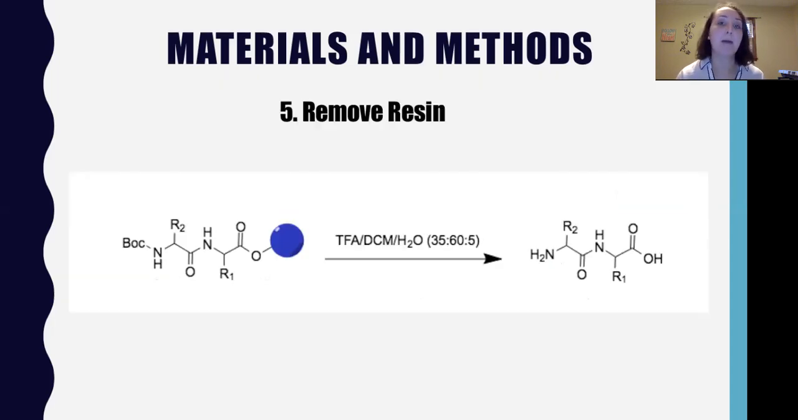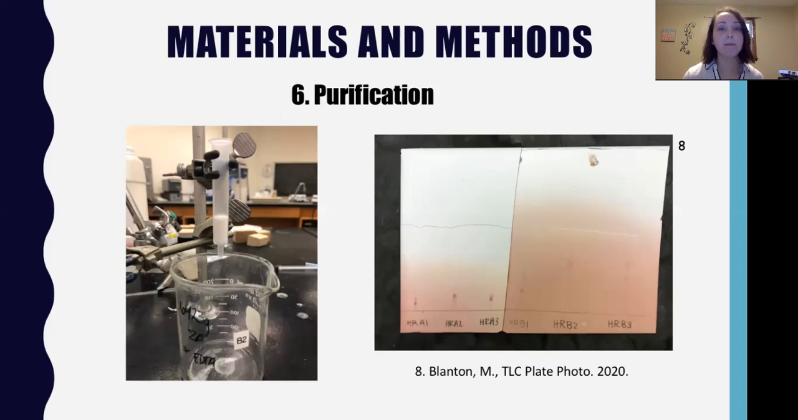And our last step is removing the resin so we can continue with our crude product. So the next step is purification. We take our crude product and we put it in a column, which is on the left side of the PowerPoint slide. We run our crude product through this column and get fractions of our pure product.